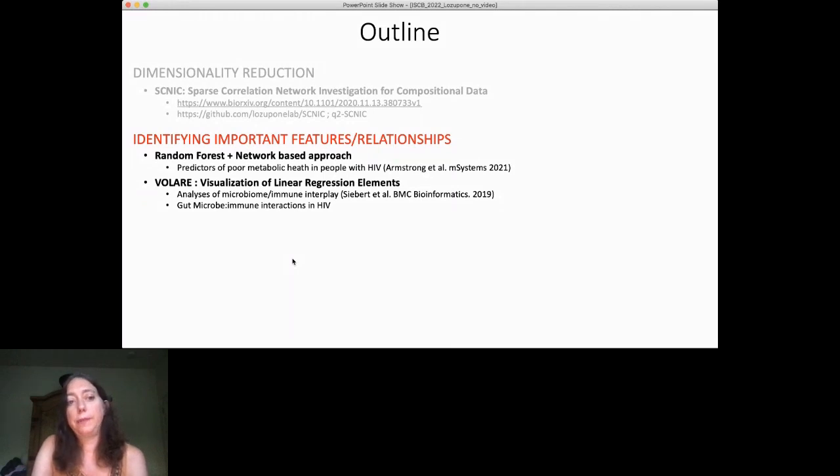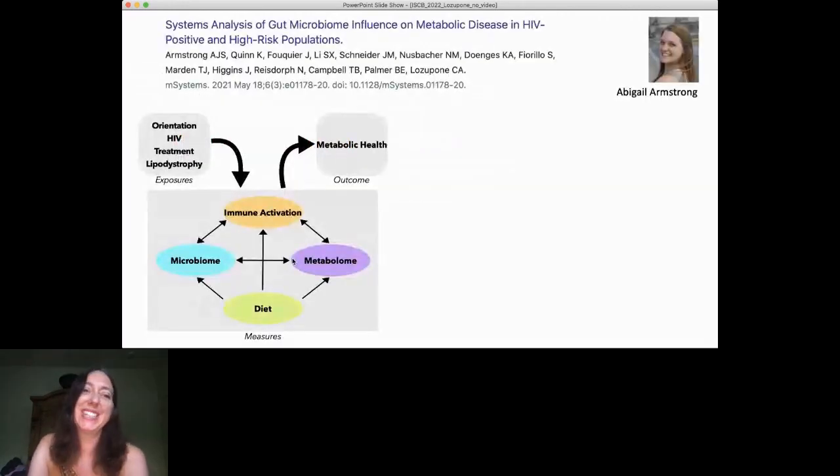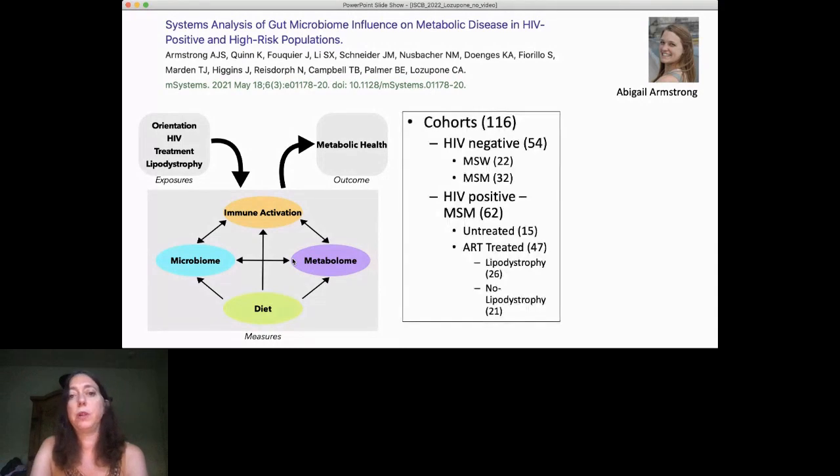And the first story I'm going to tell you about was published last year in mSystems, and it was an analysis we conducted of the gut microbiome influence on metabolic disease in HIV positive and high risk populations. In this study, we recruited a cohort of 116 individuals. Some were HIV negative, some of the HIV negative were men who have sex with men, and some were men who have sex with women. And then we had HIV positive men who have sex with men who were either untreated or treated.